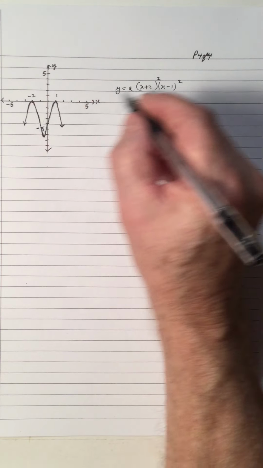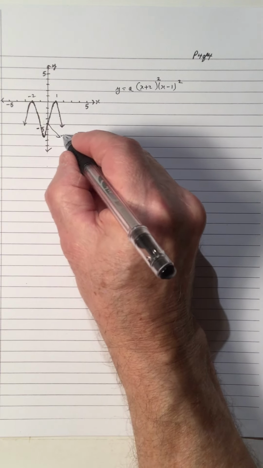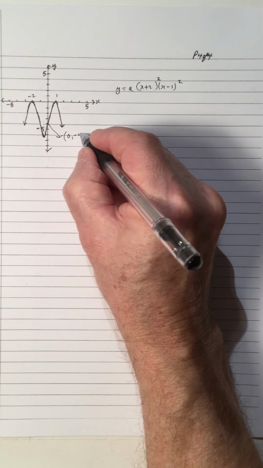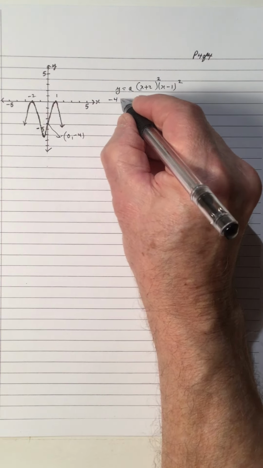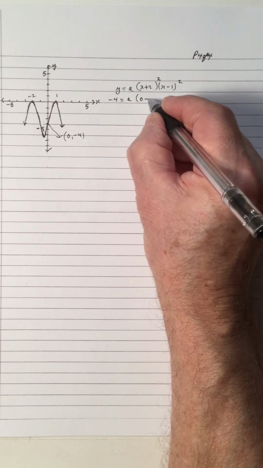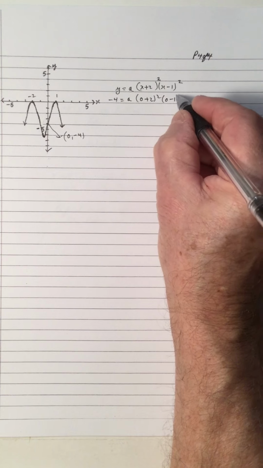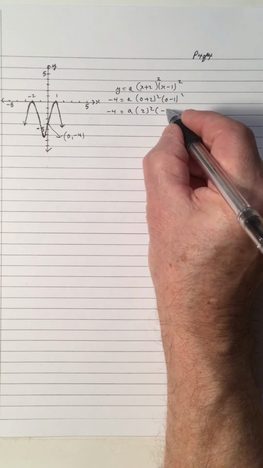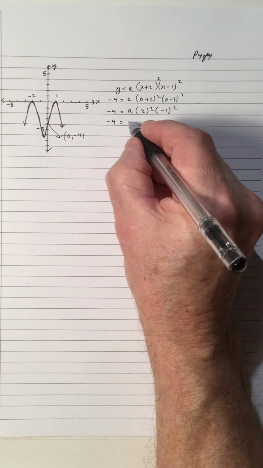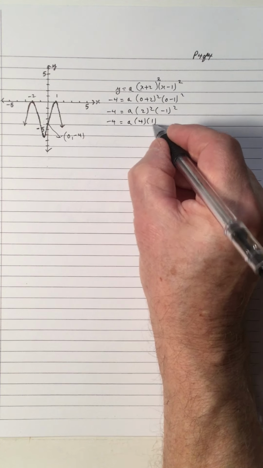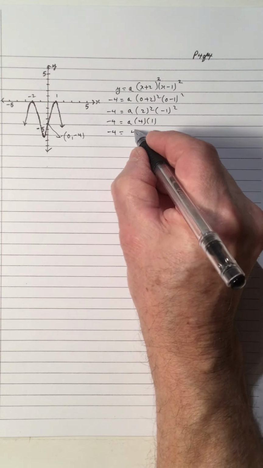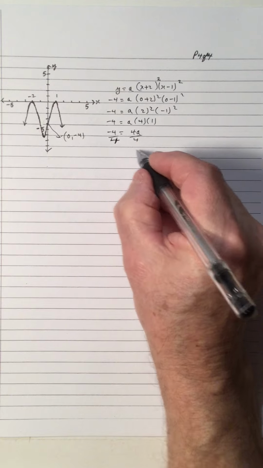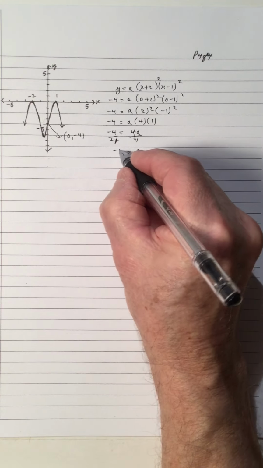And we need another point. We need to get the a. So this point right here is x is 0, y is, that's negative 4. So y is negative 4, and x is 0. So we sub 0 in for x, and we work the brackets first. Then we work the powers next. And we simplify the right side. Divide by 4. So a is negative 1.